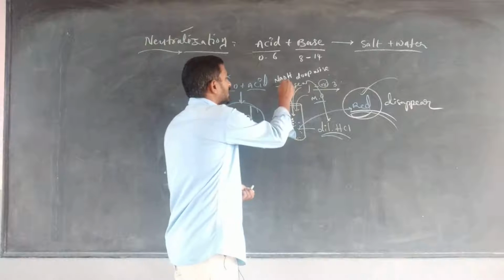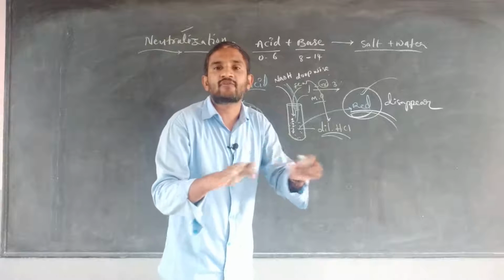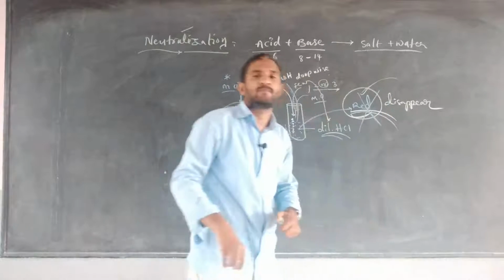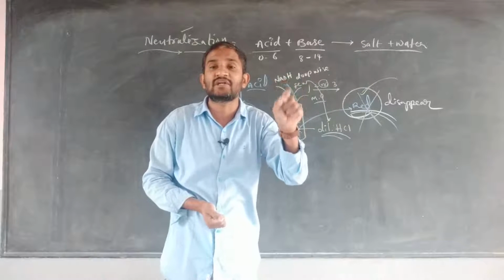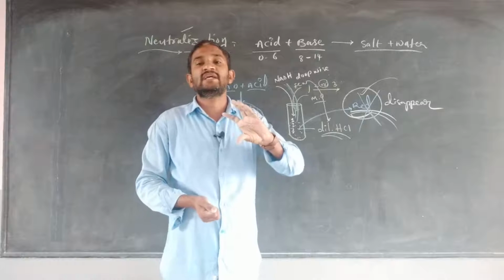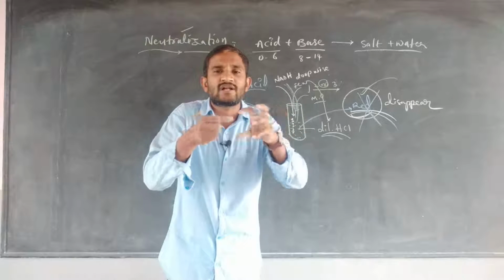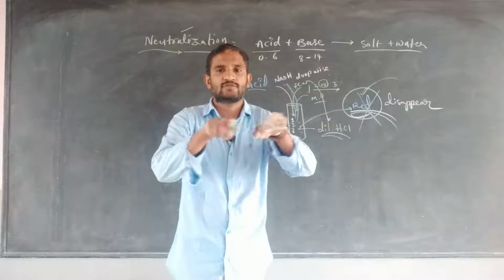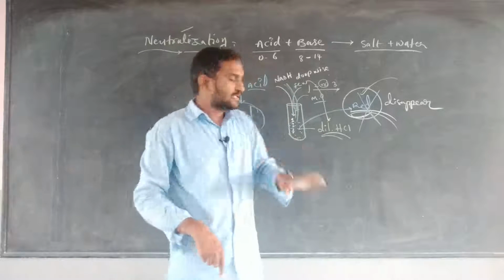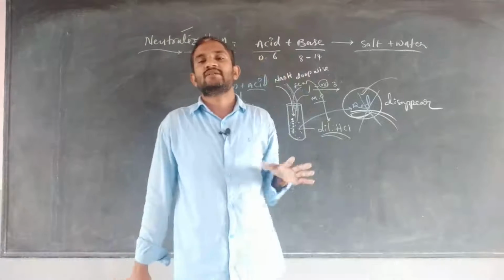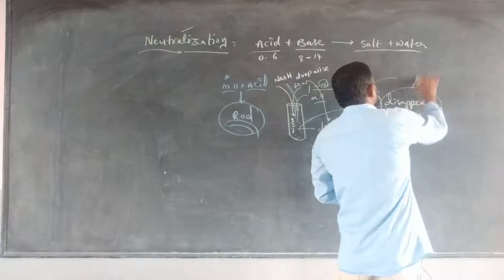Again we have to add a few drops of the sodium hydroxide. After some time this red color disappears again. Why? Because we are adding base continuously, that means the basic strength is increasing. Acid and base both undergo the chemical reaction and become neutral. There is no acidic strength and no basic strength left. Both become neutral, and that's why the color disappears again.